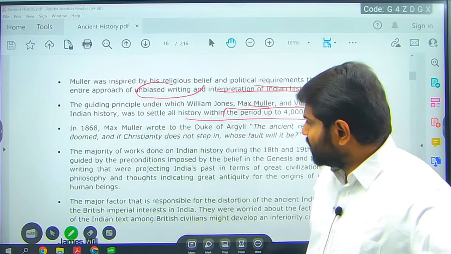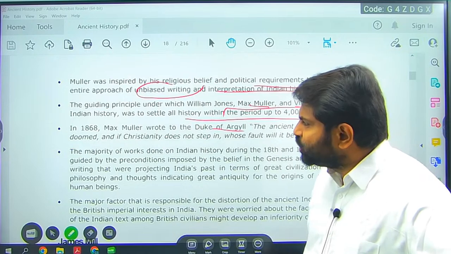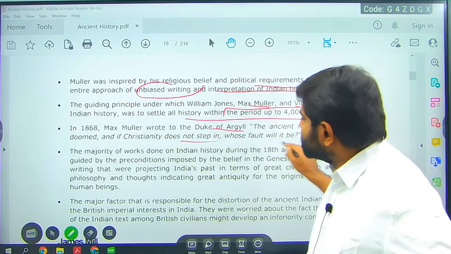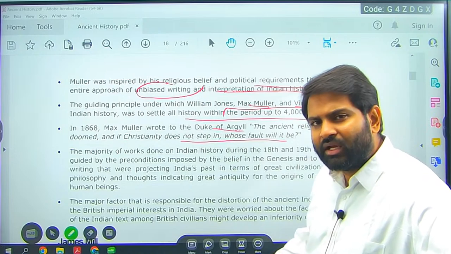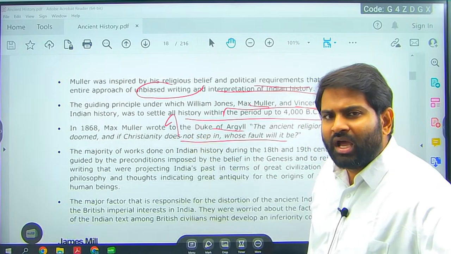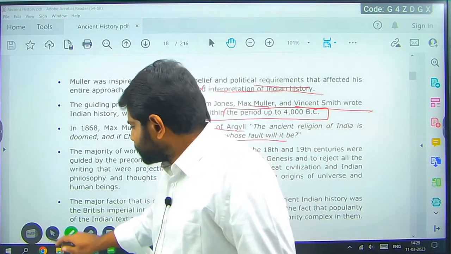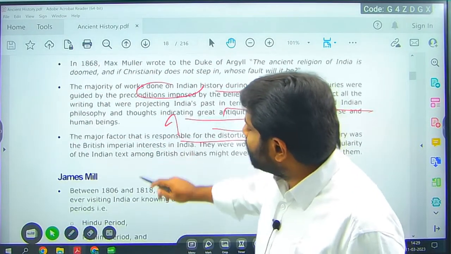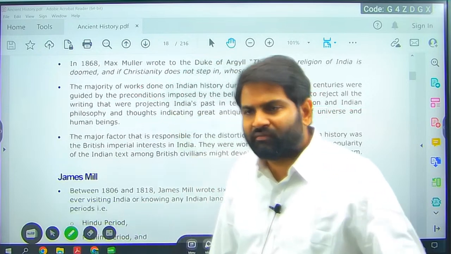In 1868, Max Muller wrote to the Duke of Argyll, the ancient religion of India is doomed, and if Christianity does not step in, whose fault will it be? Who is writing that? Max Muller is writing that. You can see that he is having a strong religious prejudice. So again, nowhere in comparison with Al-Biruni. Keep Al-Biruni in mind, who came with Mahmud of Ghazni.